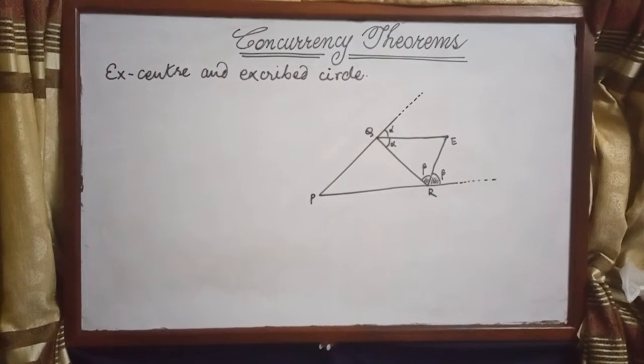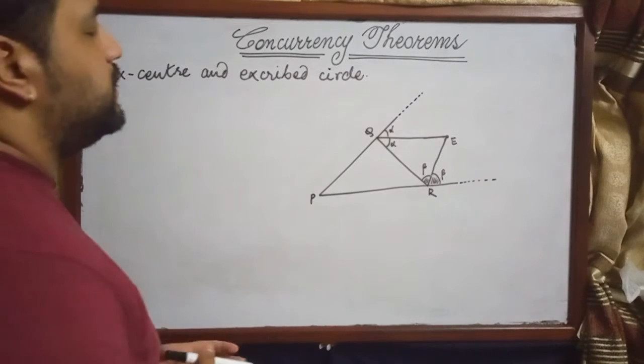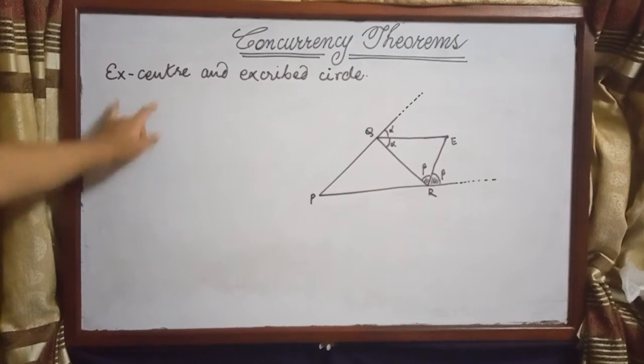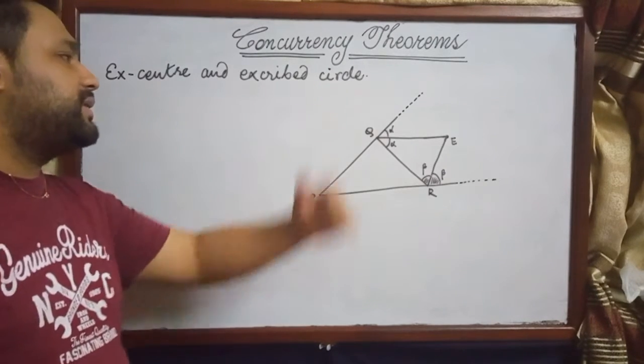Hello everybody, let's continue our discussion of some concurrency theorems for triangles in Euclidean geometry. Today we're going to discuss the excenter and ascribed circle.